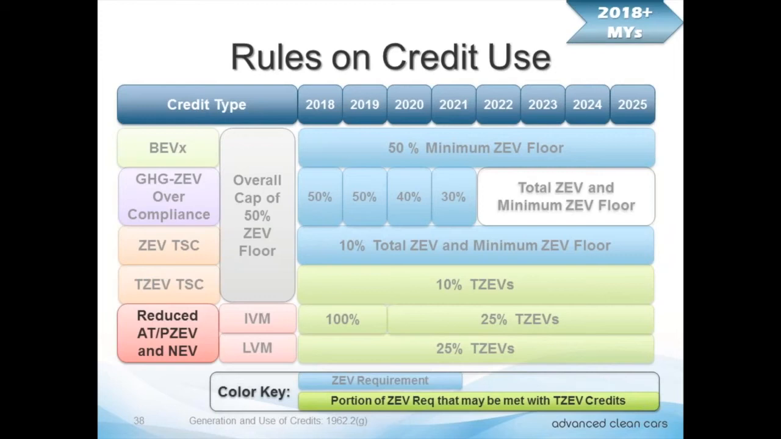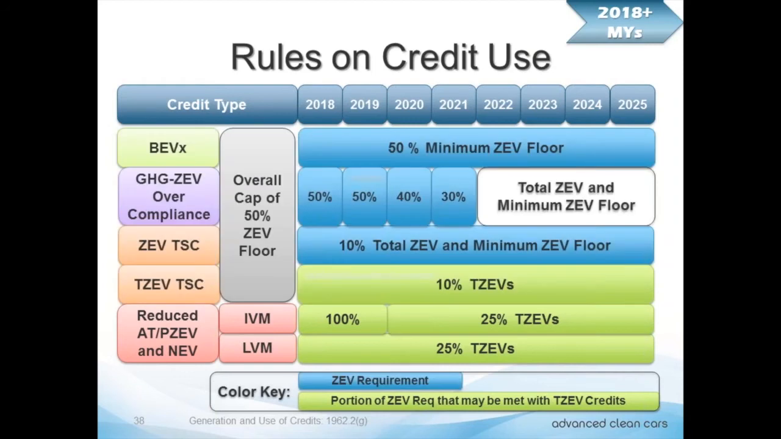Credits earned from these types of vehicles, along with credits earned from NEVs, are limited in how they may be used in meeting a manufacturer's requirement. As you can see, these credits will be allowed to meet 100% of an intermediate volume manufacturer's requirement in model years 2018 and 2019, and then 25% of an intermediate volume manufacturer's requirement in 2020 through 2025 model years. For large volume manufacturers, these credits will be allowed to meet 25% of a manufacturer's requirement that may be met with credits from TZEVs for 2018 through 2025 model year compliance.